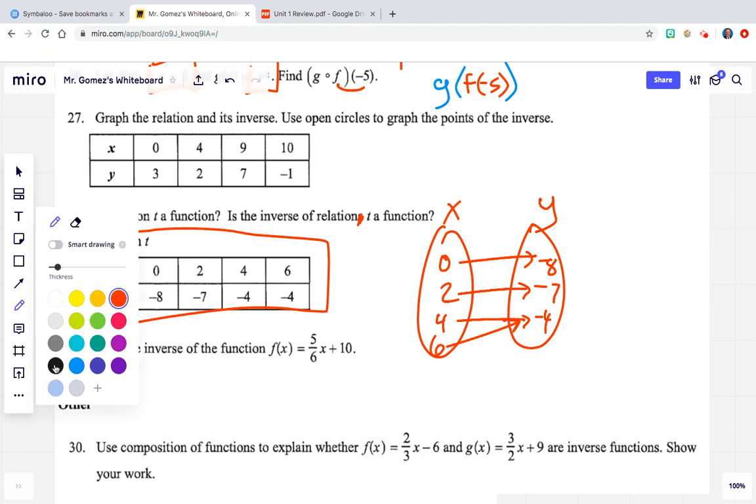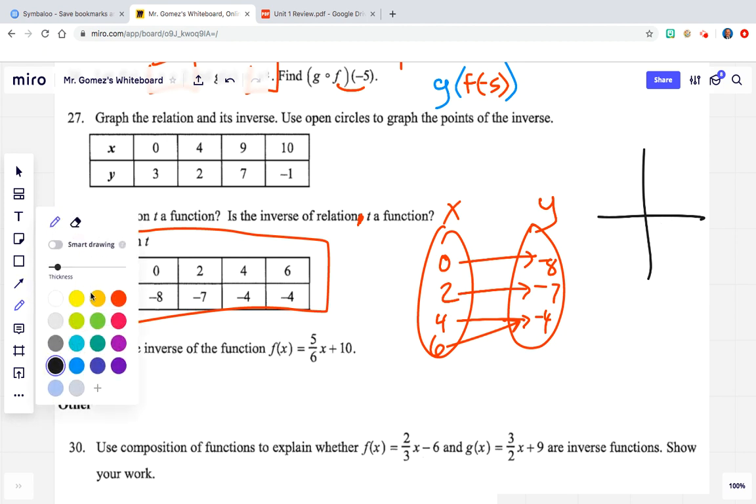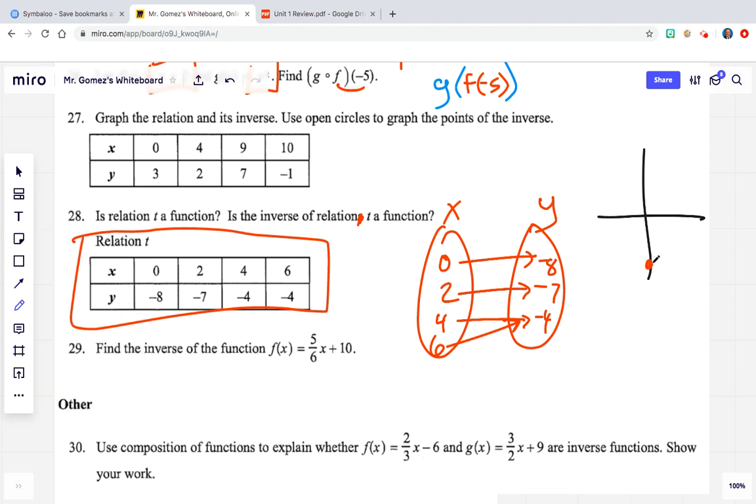Let me just do that real quick sketch of that graph just so you can see it. For instance, 0, negative 8 is here-ish. And then you have 2, negative 7 is about here. Not failing the vertical line test still. Okay. And then way over here at 4, negative 4 is about here. And then 6, negative 4. You see, it doesn't fail the vertical line test if you were to scroll that from left to right.